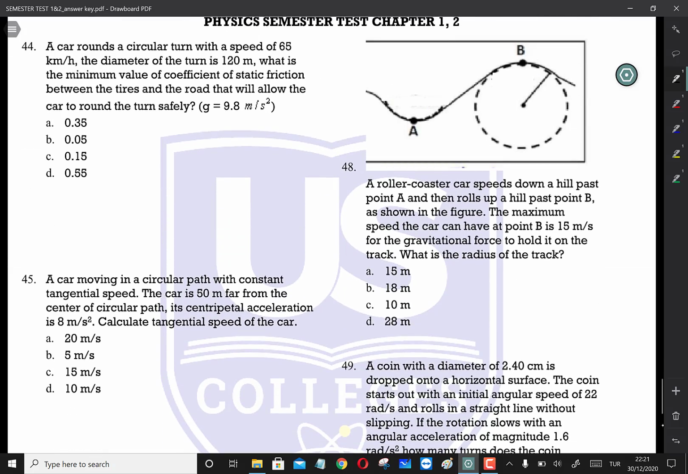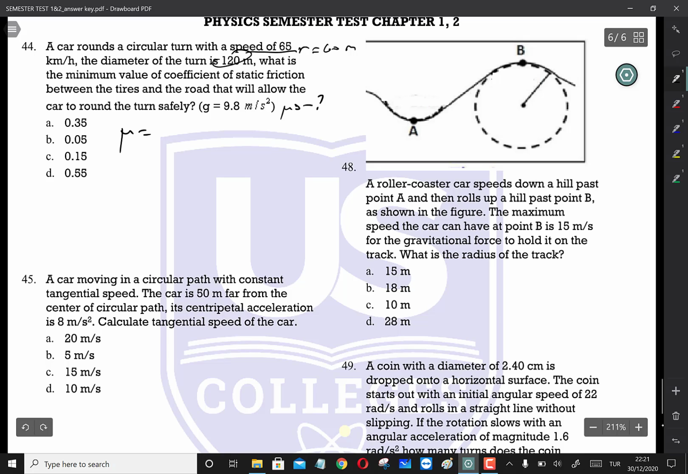A car rounds a circular turn with a speed of 65 km per hour. Diameter of the turn is 150 meters, so radius is 60 meters. What is the minimum value of coefficient of static friction between the tires and the road that will allow the car to run the curve safely? So we will find mu s.